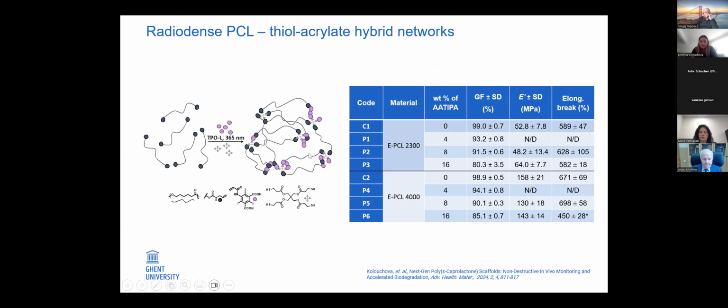Because it's also very important to be able to monitor these materials in vivo, we decided to implement again the contrast agent into these materials. The most important thing we were watching is that it doesn't affect the mechanical properties, because it's really important for us that the material maintains its strength. What we could see is that with this relatively minute amount of contrast agent, the mechanical properties were not affected, so that was really nice.